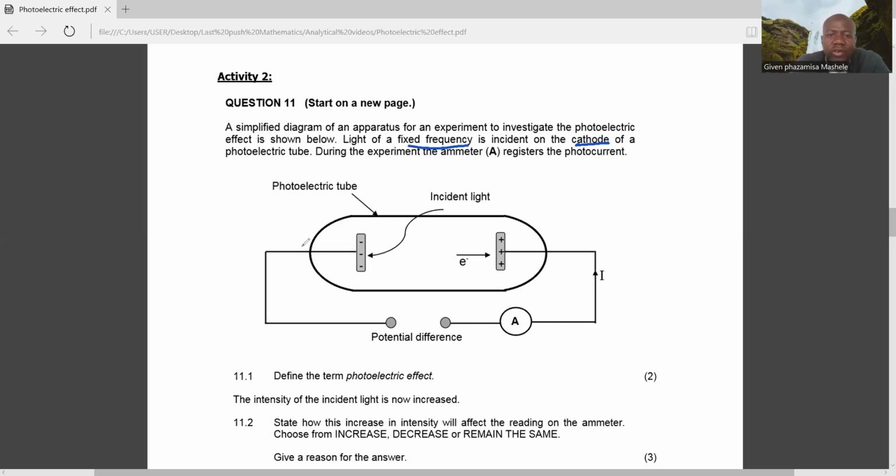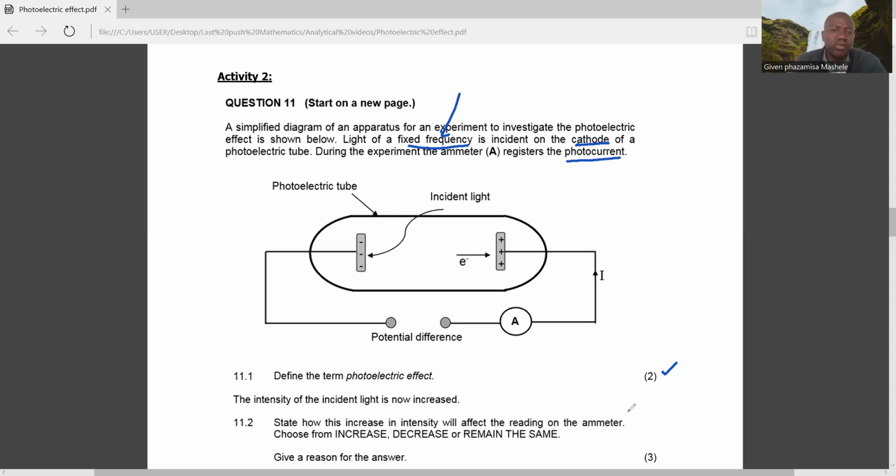So if we're conducting an experiment, what will be a controlled variable? It will be the frequency of light, or the energy of a photon. Then, if a light of a fixed frequency is incident during an experiment, the ammeter registers the photocurrent. The first question says define the term photoelectric effect.